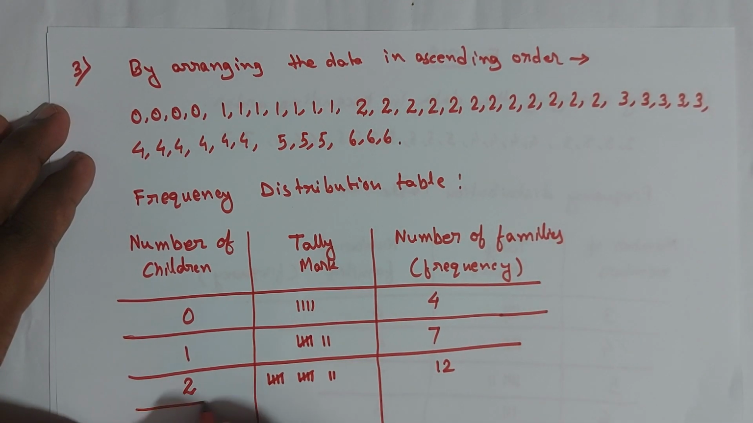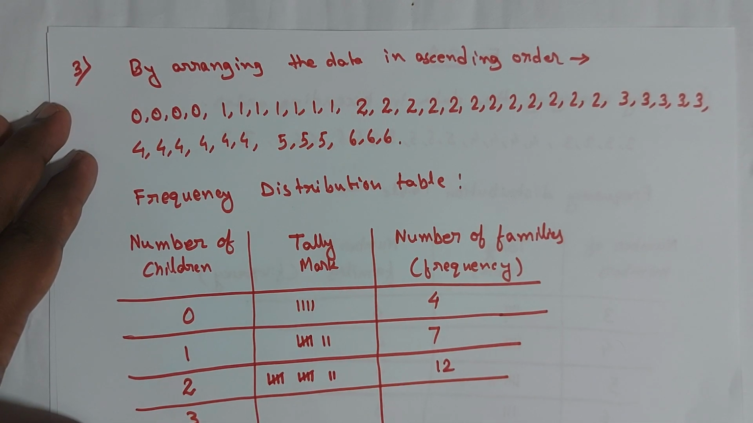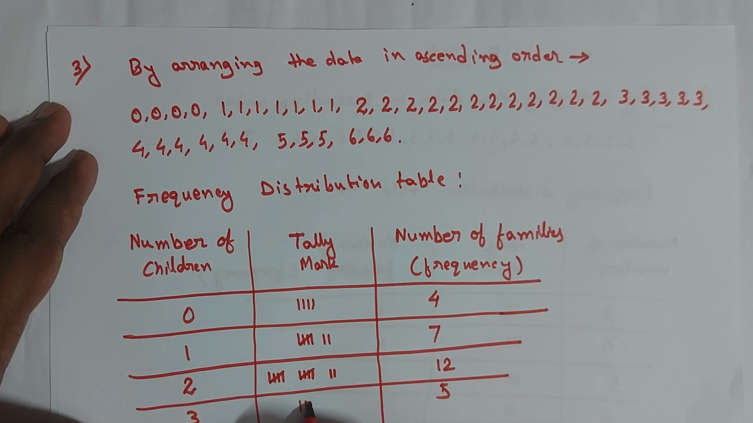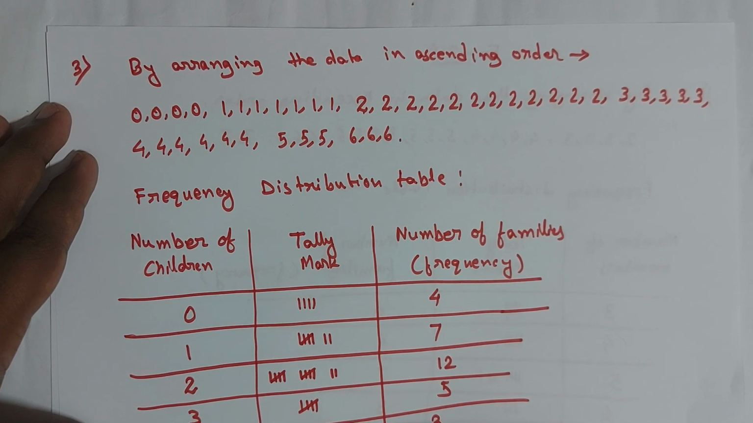Next is 3. How many children are there? 3 children are there. So this is 5. Okay. 5 families are there that they have 3 children. Then 4. How many are there? 3. Then 5 children. They are also 3. So 4 is I think 6, isn't it? 6. So 5, 6.